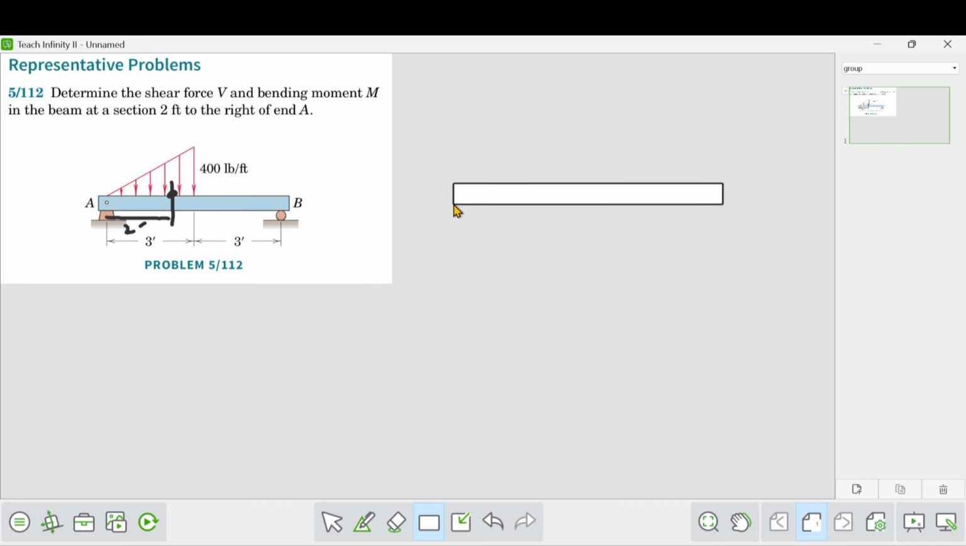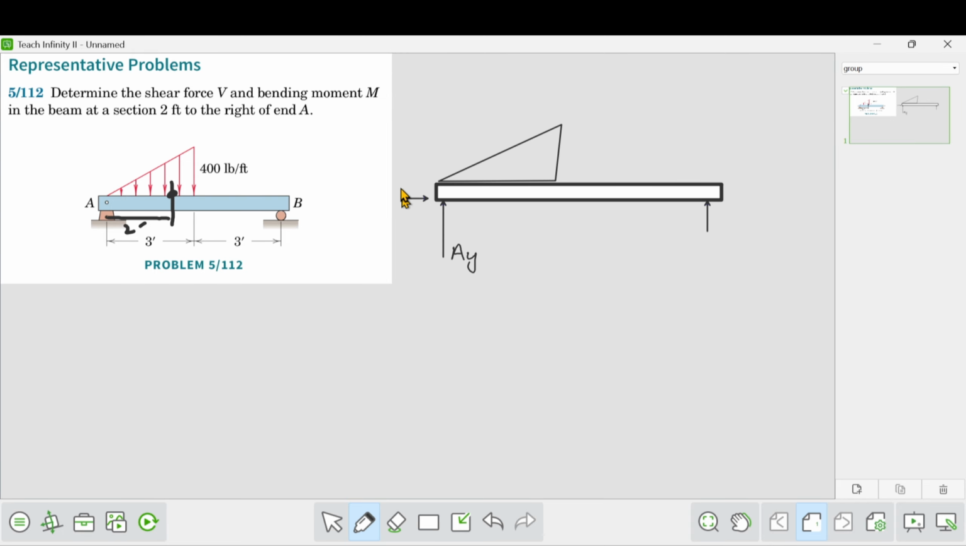Let's say this is a beam and this is AX, sorry, this is AY and AX, this is BY, and this is a loading UVL: reaction force AY, reaction force AX and reaction force BY. This distance is 3 feet and this is also 3 feet. Our first task is to determine this load accumulation. What will be the resultant of this whole load?